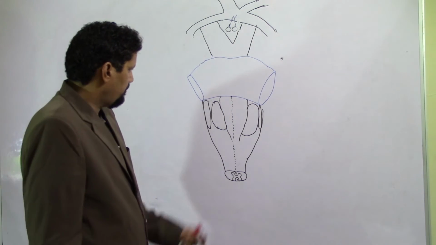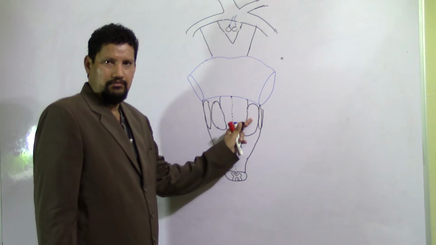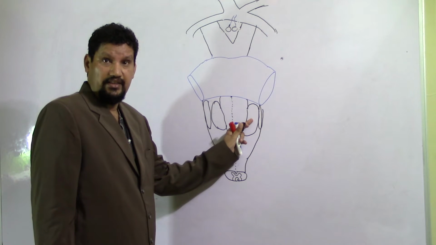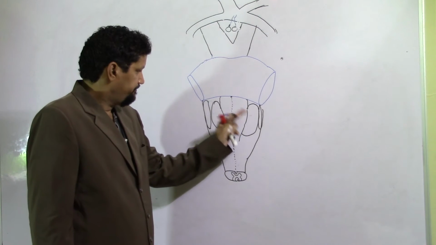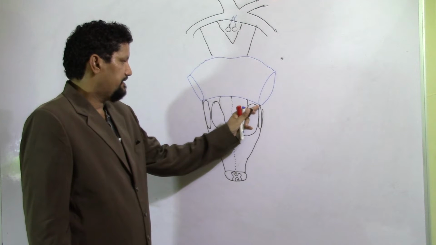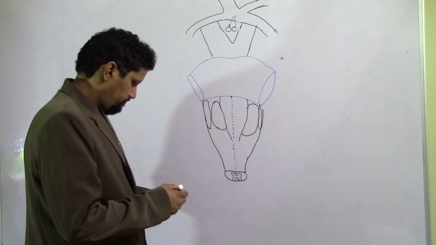As I have already told, hypoglossal nerve emerges from the junction of the pyramid and olive, and 9, 10, 11, that is glossopharyngeal, vagus, and spinal accessory. Only the cranial part of spinal accessory nerve emerges from the junction of the olive and the inferior cerebellar peduncle.